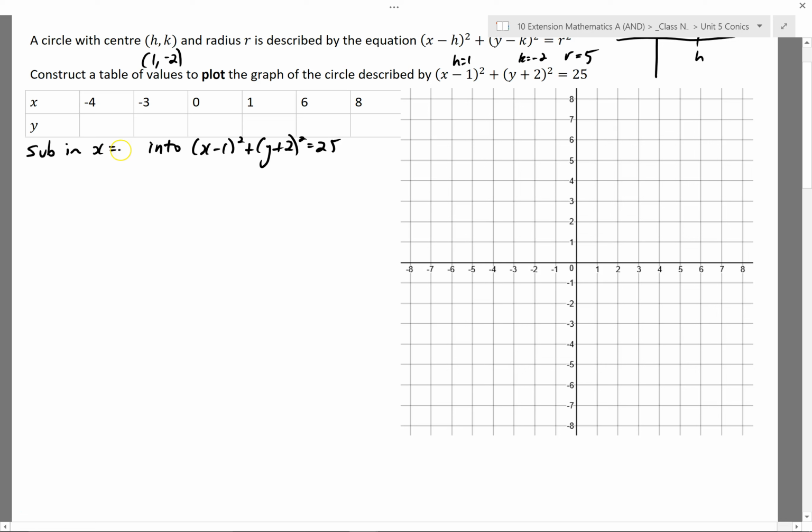Actually, I'll sub in minus 3. You can do the other ones. Minus 3 is probably more interesting. So wherever I see x, I'm going to write minus 3.